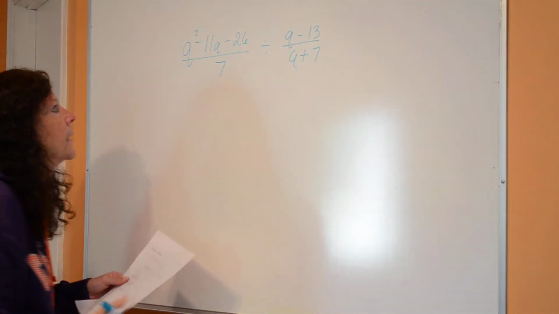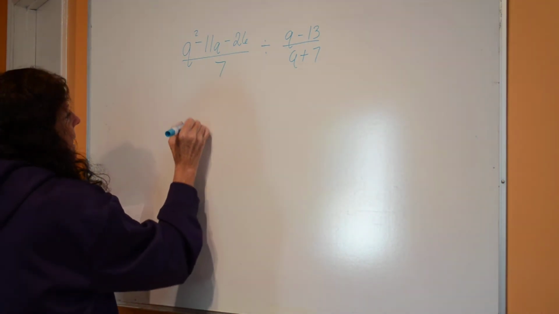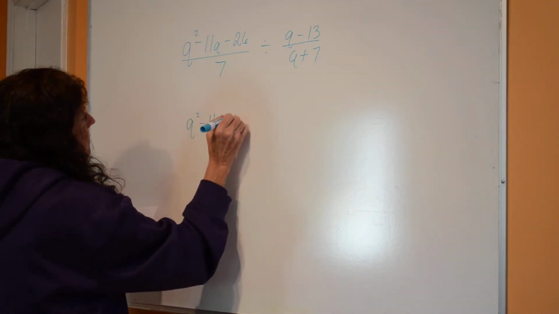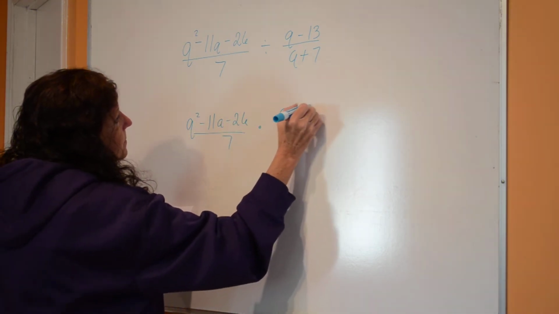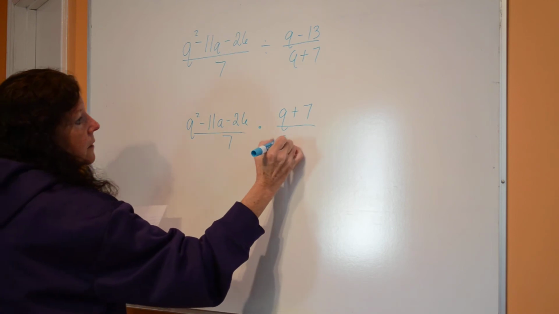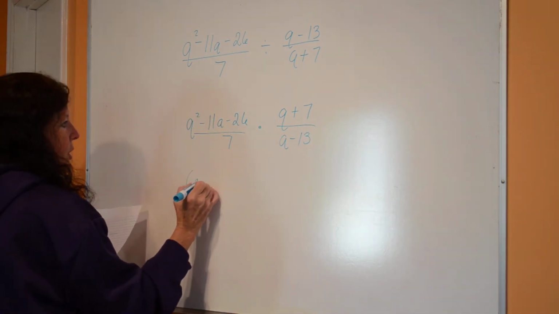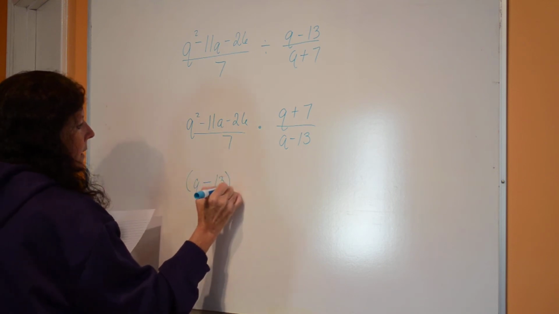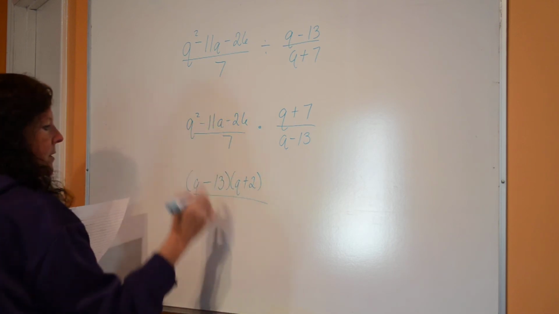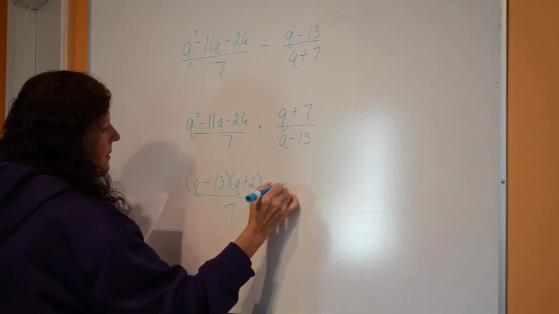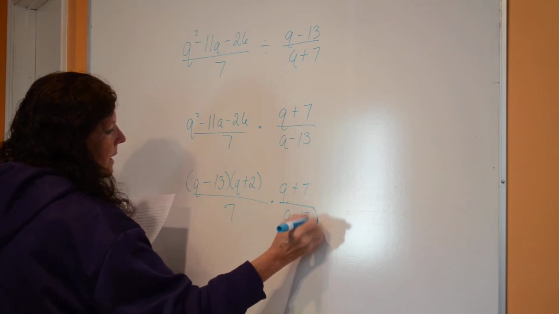Go ahead and work that out and then come back to the video. I'm going to bring this down. I'm going to flip this. Okay, now I have to factor this. So I have q minus 13 and q plus 2 is what that factors into, over 7 times q plus 7 over q minus 13.